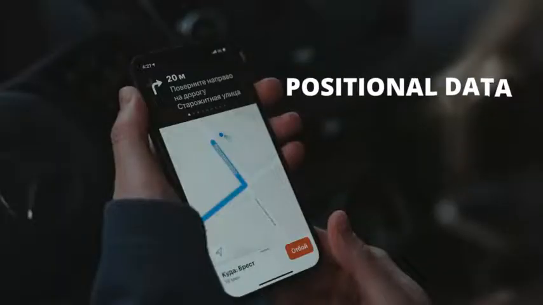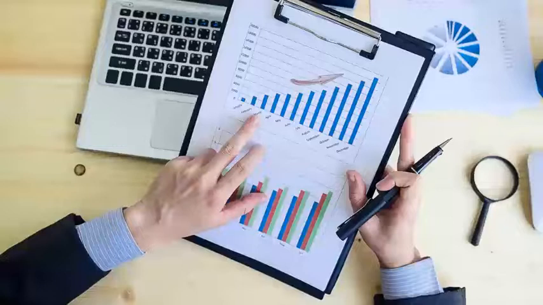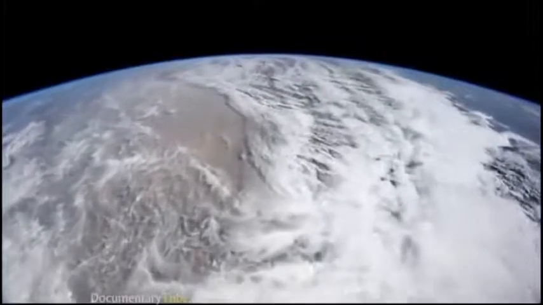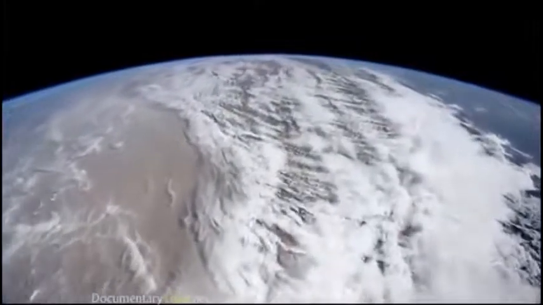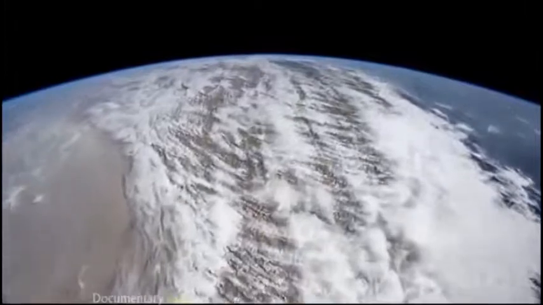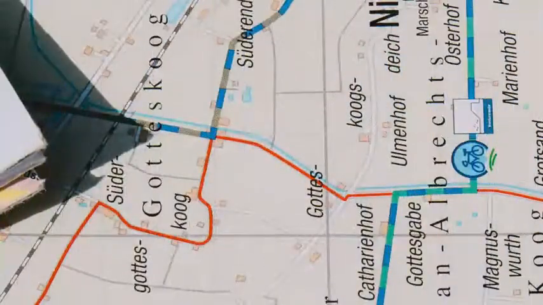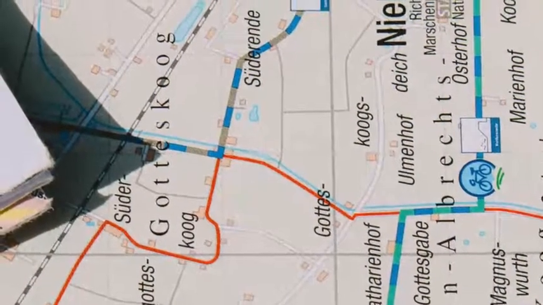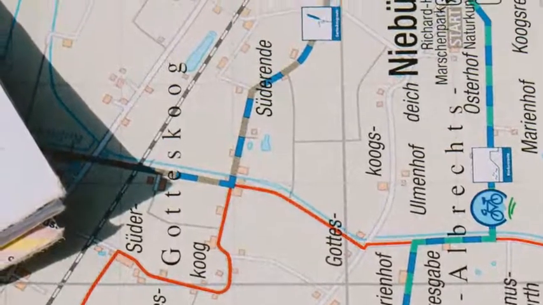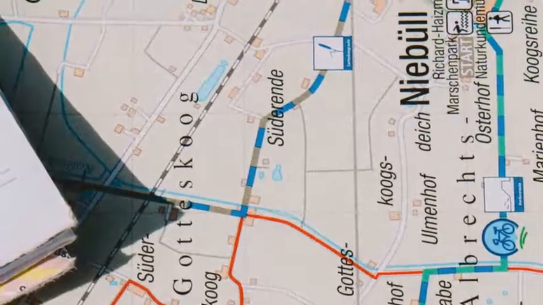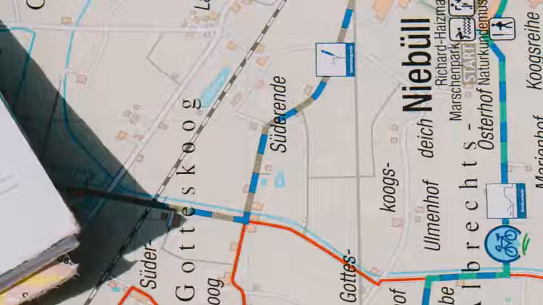Then we have the second one, which is positional data. Positional data is any element that uses lines to solve geographical problems mathematically or geometrically. They are the various geometric coordinates on the Earth's surface, like latitude and longitude, which can be used to solve problems of time, distance, navigation, and air control.